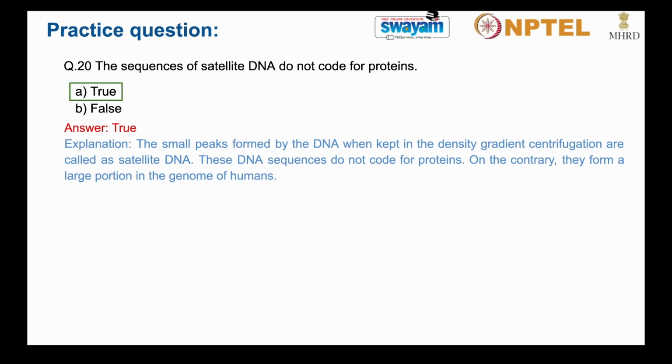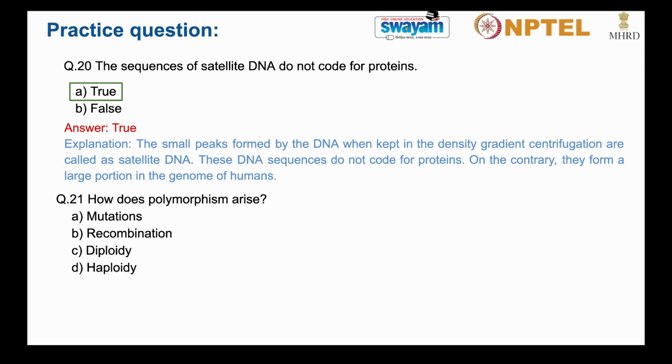Now let's look into its explanation. It says that the small peaks formed by the DNA when kept in density gradient centrifugation are called satellite DNA, and these DNA sequences do not code for proteins. On the contrary, they form a large portion of the human genome. So although satellite DNA constitutes the larger part, it does not code for protein. These are repeat regions, and their sequence is very small and continuously repeating. Still it constitutes the larger part, but it does not code for any protein. So that's true. Now let's move to the next question.